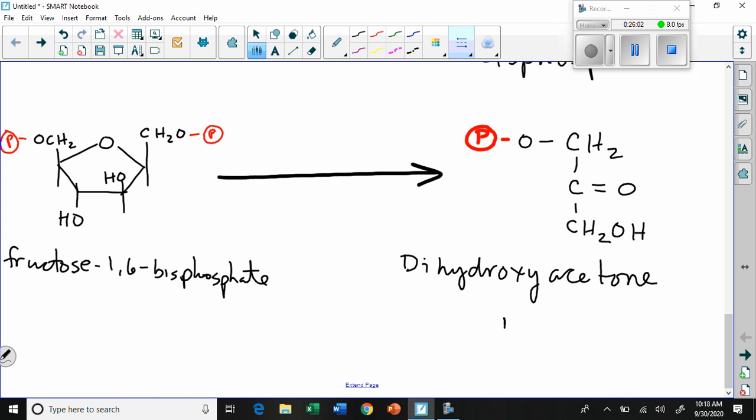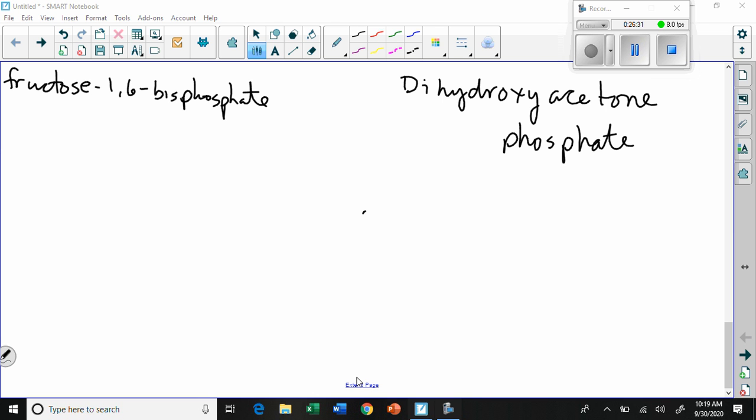Dihydroxyacetone phosphate. Two words. Dihydroxyacetone phosphate. The other half of the molecule, it gets split, and this is going to be tricky because I have to go down below here. Okay, give me a second. Okay, so we're going to go down here.